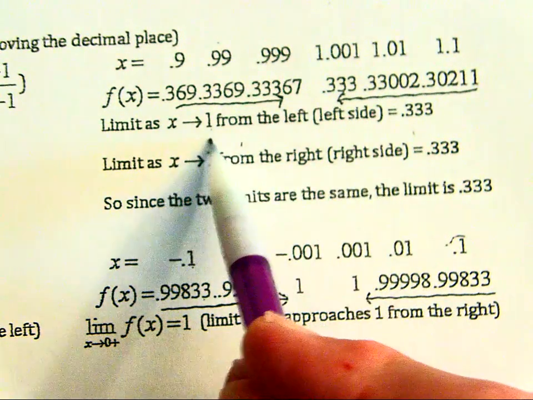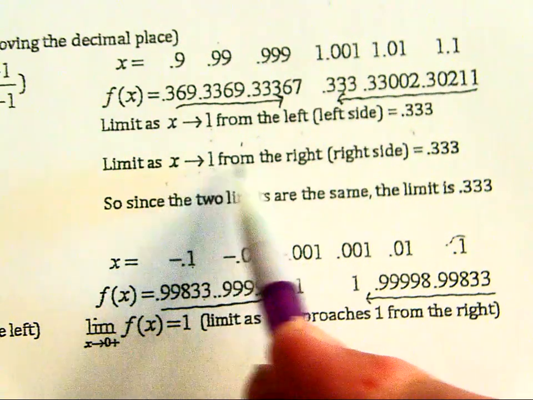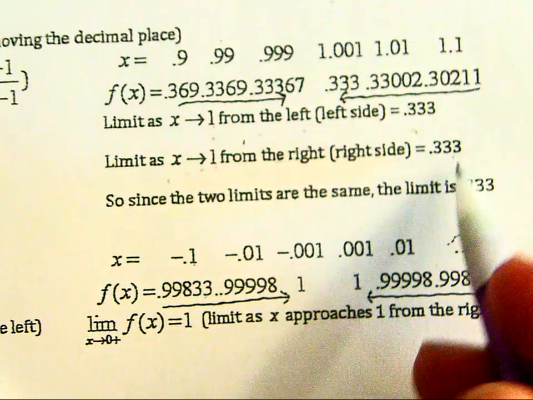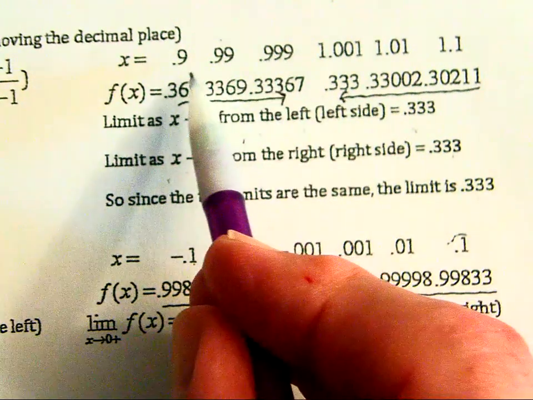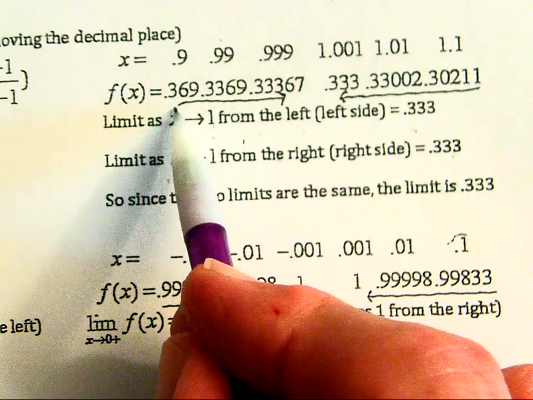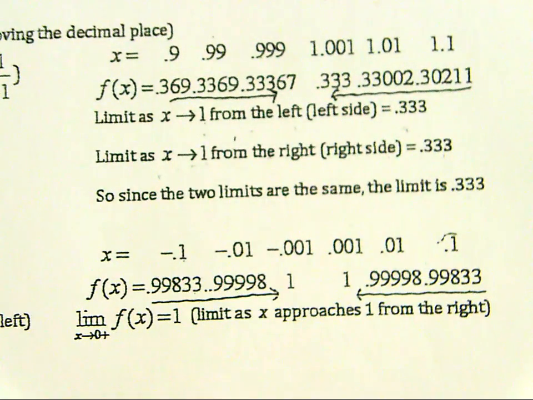So the limit as x approaches 1 from the left was 0.333. The limit as x approaches 1 from the right was 0.333. So our limit is 0.333. So it's real easy to just put those numbers into your calculator, and then here we just write down the numbers that showed up. That's the beauty of the second Calc Ask. Let's try this next one.